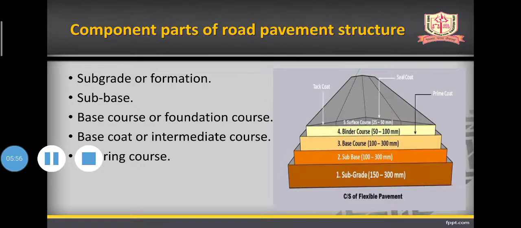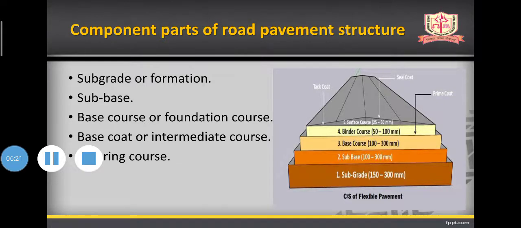Then this is a very important part, the component parts of the road pavement structure. This can become an exam question for 5 to 10 marks. So we will see the various types of layers and the materials used for these layers. First, the first layer is the subgrade or formation.